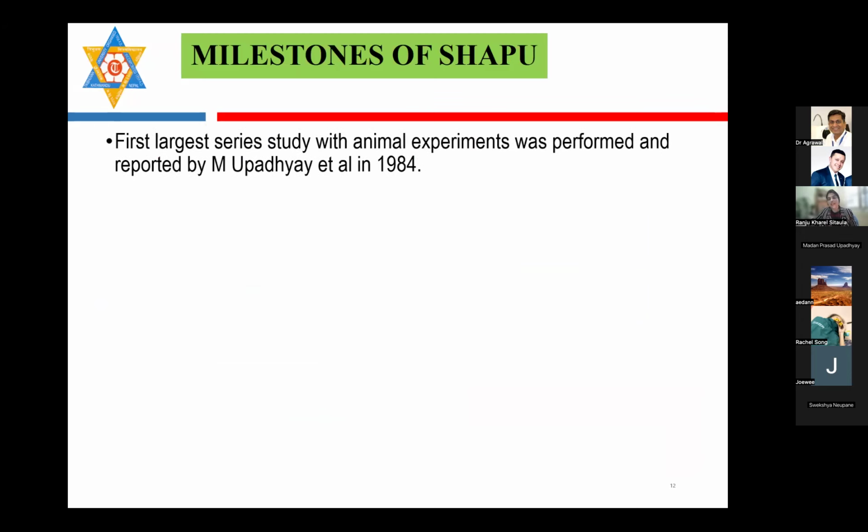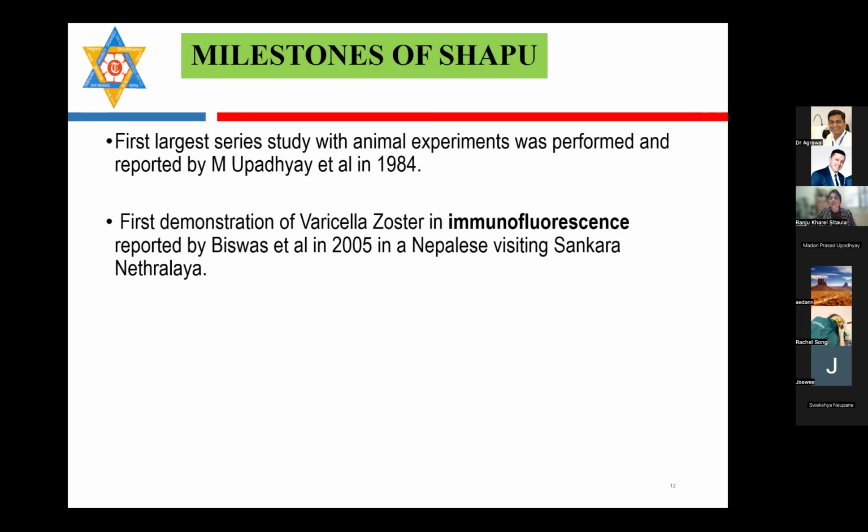So what happened during that past era was that studies were conducted under the mentorship of Dr. Upadhyay, and luckily Professor Nussenblatt was also here in Nepal during that period, and even experiments with animal models were performed. That was the first largest case series study, which was published in 1984.